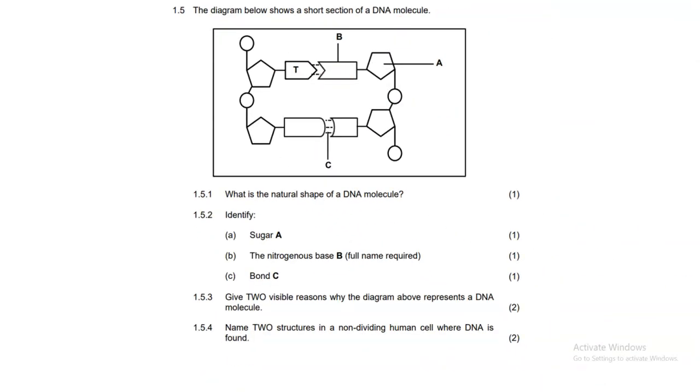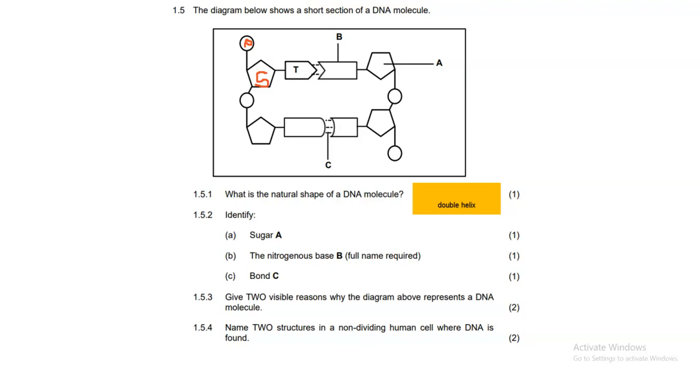So let me zoom out. We've got a phosphate group, which is P, and that's P there. We've got our sugar, and then we've got the bases. Sharp, covered. First things first, they're asking us, what is the natural shape of a DNA molecule? We know that DNA, as was shown by Watson and Crick, is a double helix. That's the first one. DNA is a double helix.